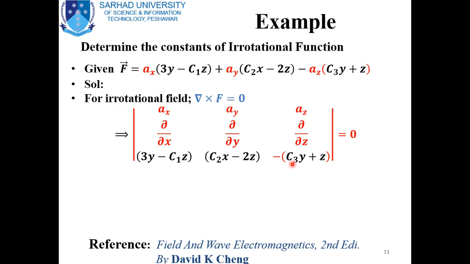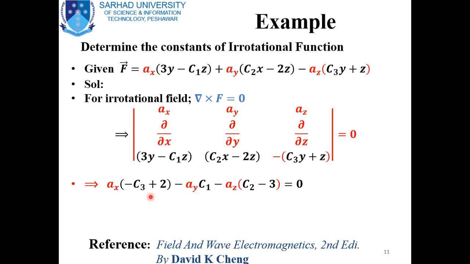After calculating the determinant, we obtain this expression: ax into (c3 − 3 + 2) − ay (c1) − az into (c2 − 3) equal to 0, because the curl of an irrotational function is always equal to 0. Now we will compare the coefficient of ax, ay and az on both sides. So the coefficient of ax on the left hand side is minus 3 plus 2, and the coefficient of ax on the right hand side is 0.